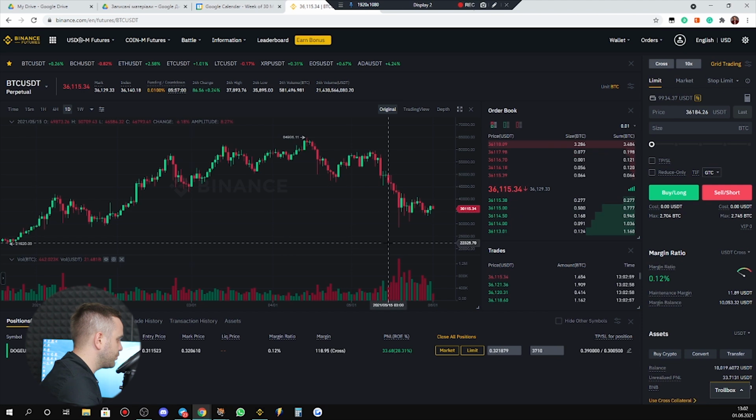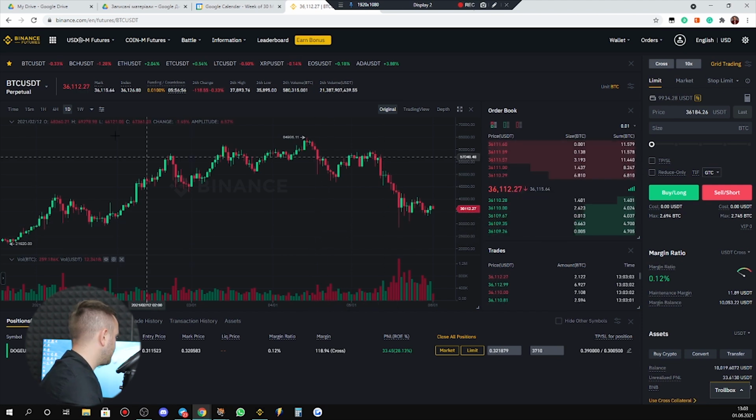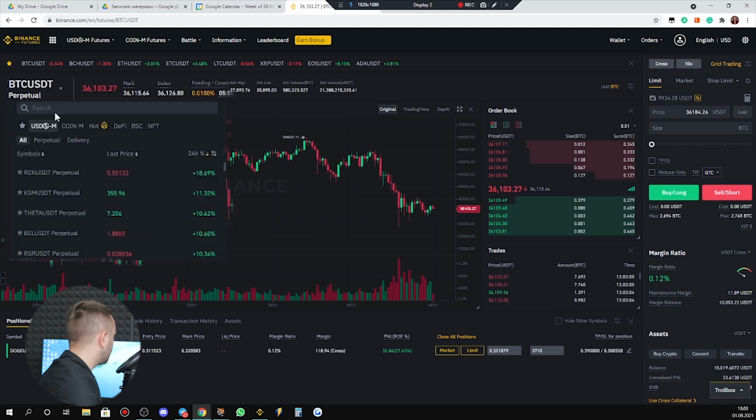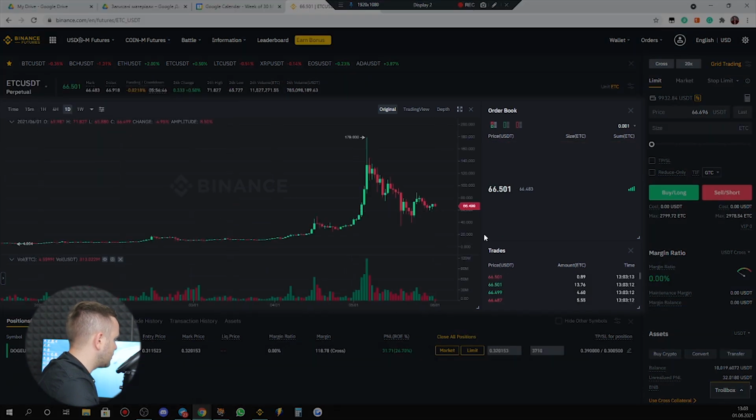When you try to trade futures, your first question is how to open a position. Let's do an example for you. I would like to open some position. Let's do Ethereum Classic, for example. As you can see, you search for the instrument here, and after that you open it. And take a look, you have the instruments that you would like to trade.